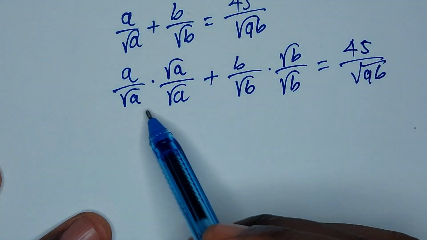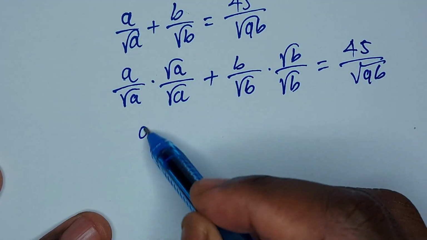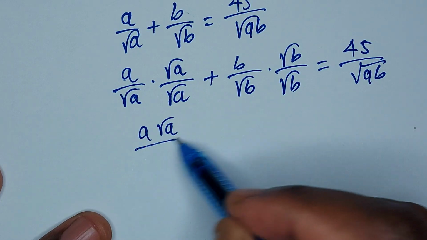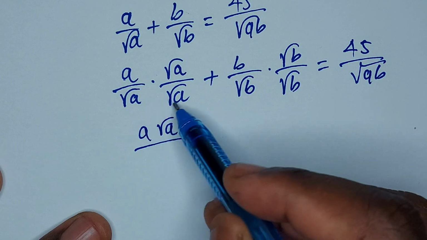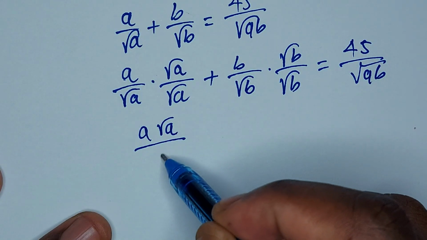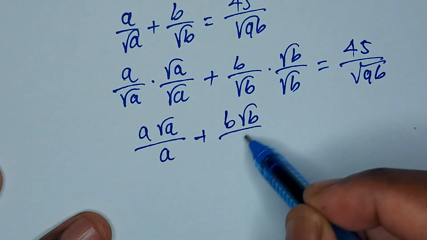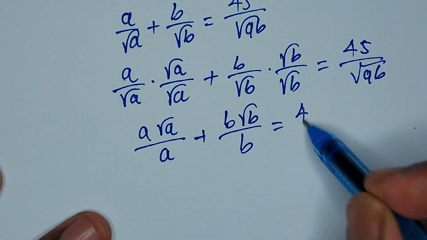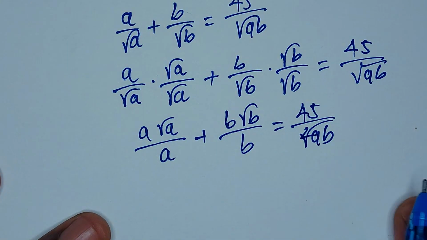So now what do we see here? We have a square root of a. This one would give us only a, because it would be square root of a squared, plus this would be the same, b square root of b over b, and this equals 45 divided by square root of ab.